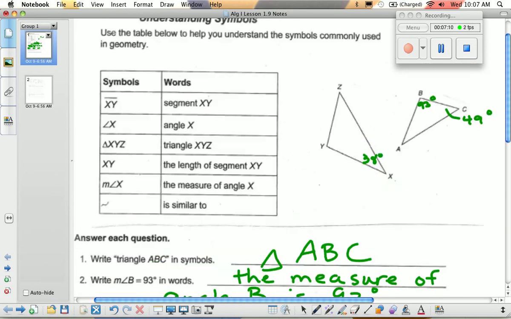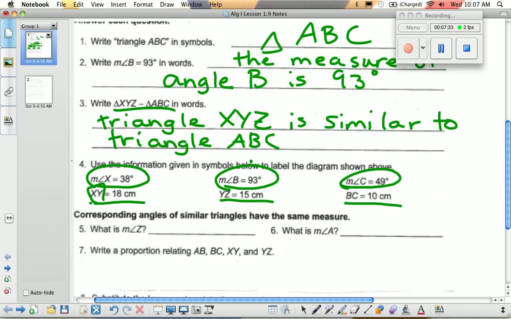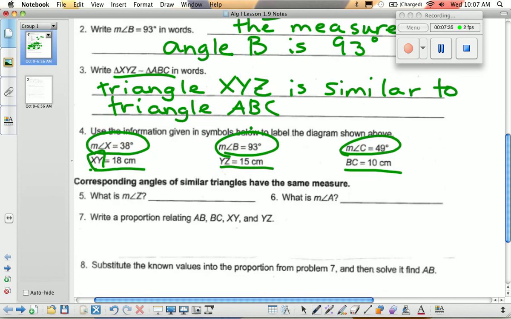So the length of XY is 18 centimeters. And we know that the length of YZ is 15 centimeters. And we know that the length of BC is 10 centimeters. Okay, so now let's go and answer some of these questions, given that information.